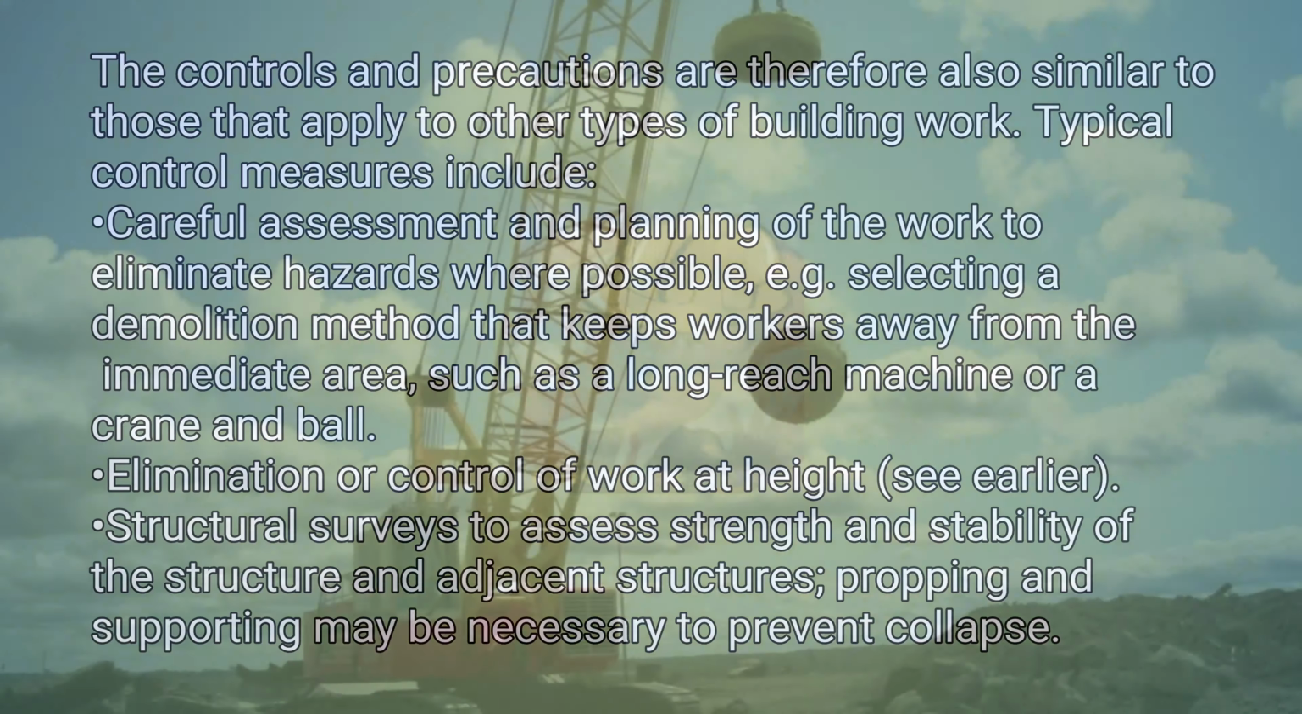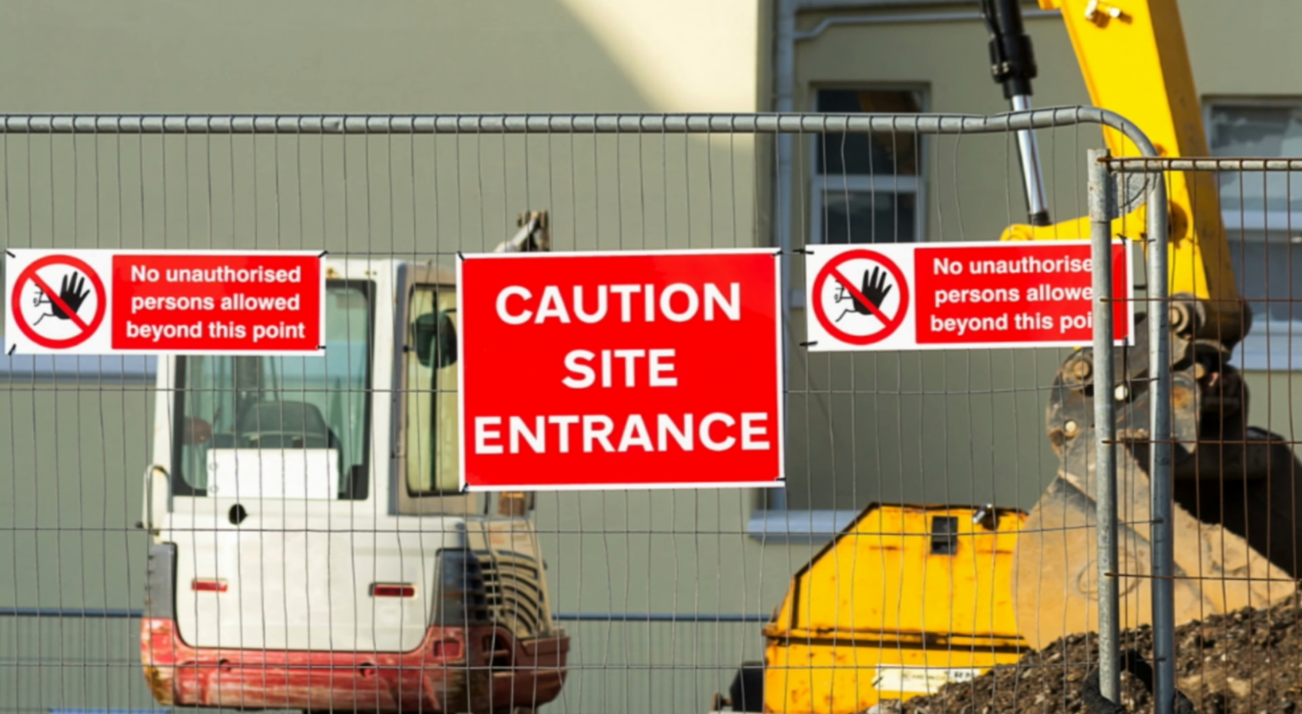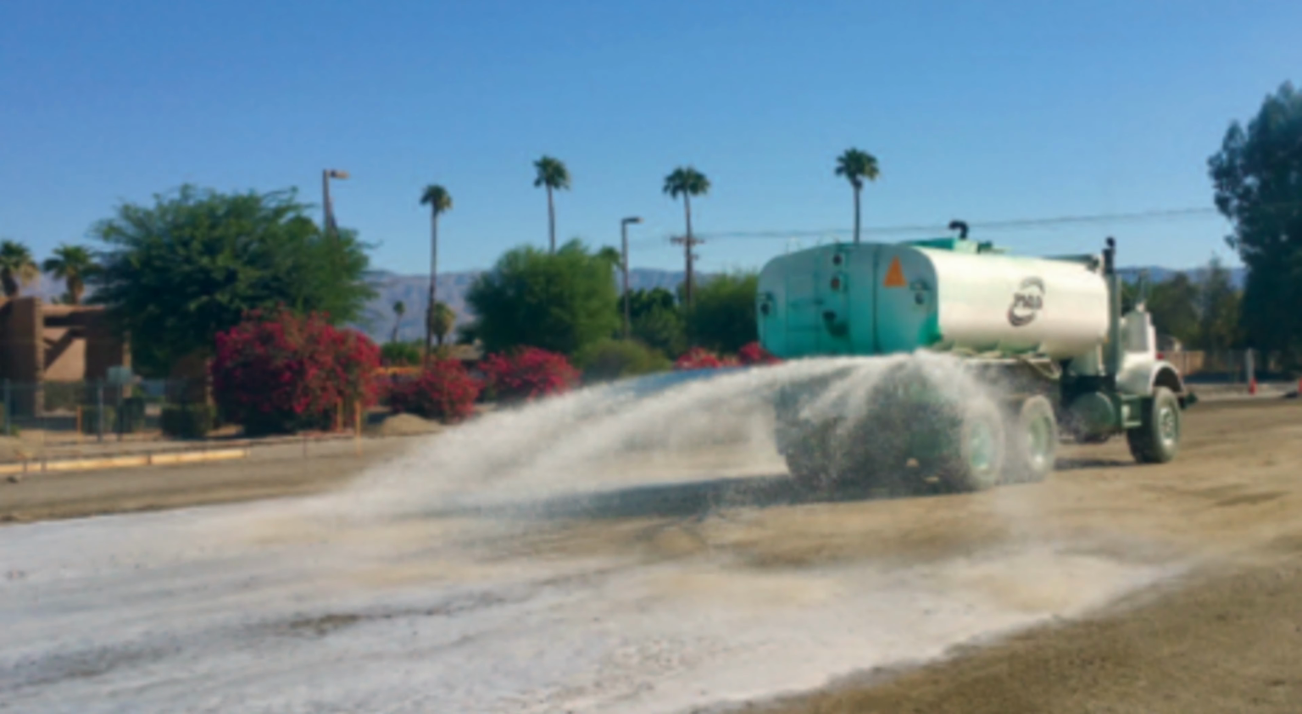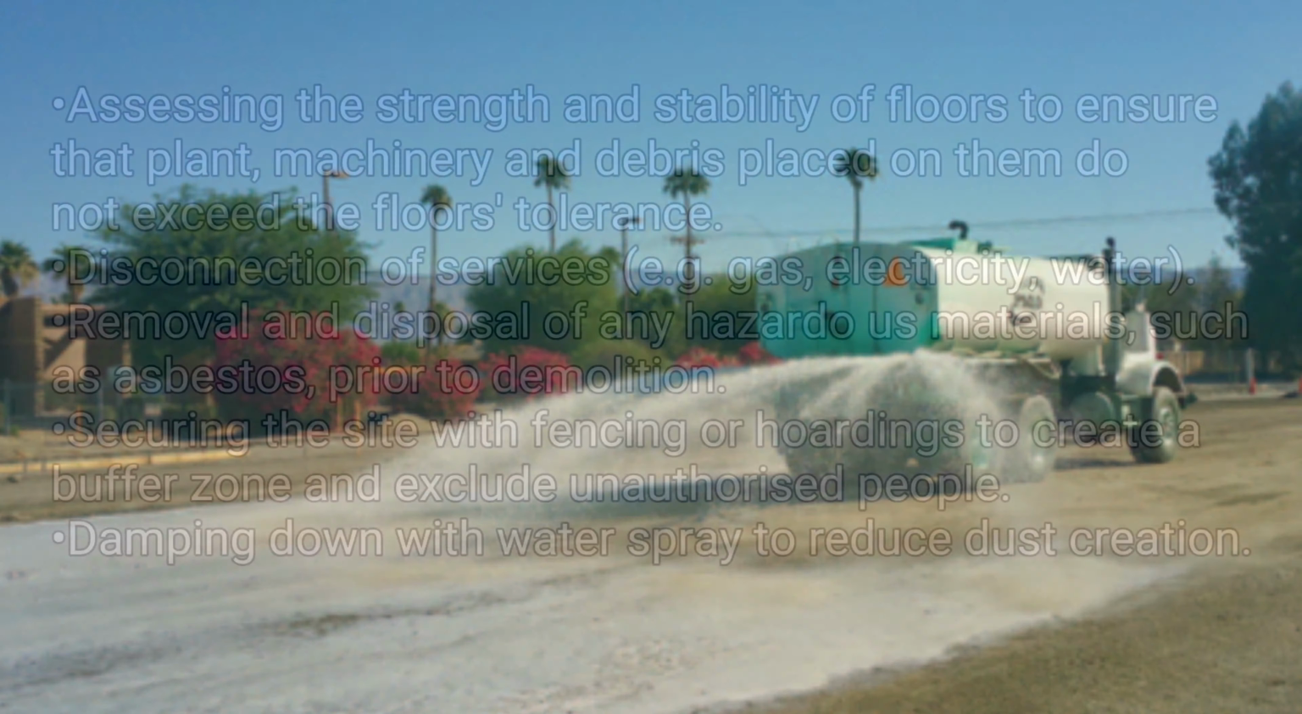Propping and supporting may be necessary to prevent collapse. Assessing the strength and stability of floors to ensure that plant, machinery and debris placed on them do not exceed the floor's tolerance. Disconnection of services, for example gas, electricity, water. Removal and disposal of any hazardous materials, such as asbestos, prior to demolition. Securing the site with fencing or hoardings to create a buffer zone and exclude unauthorized people. Damping down with water spray to reduce dust creation.